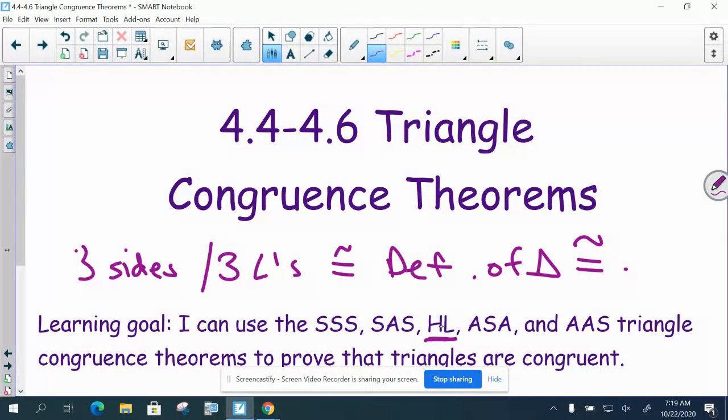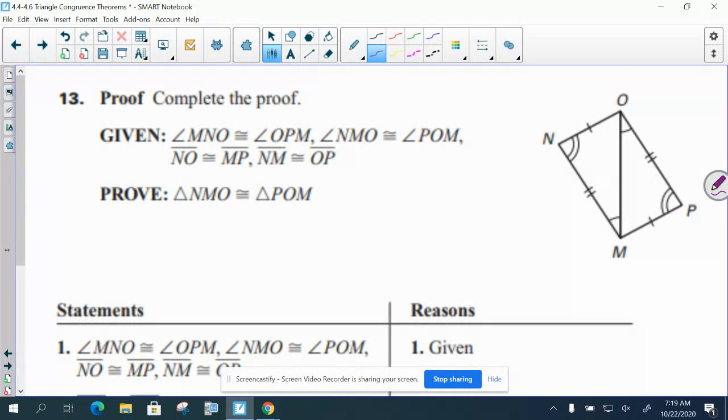If you know that the hypotenuse and one of the legs are congruent, then you know that the triangles are congruent. And then ASA and AAS, a combination of two angles and a side. Also, AAS is the same thing as SAA. We just write it as AAS instead. So let's go ahead and talk about these.